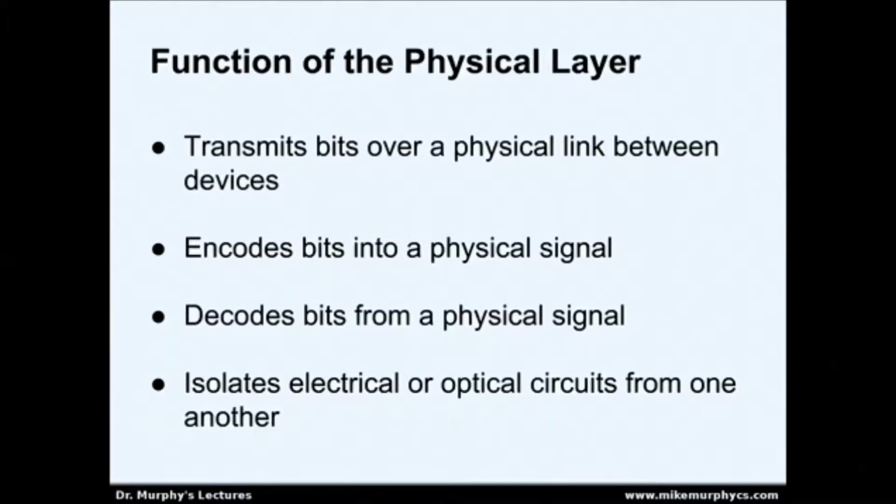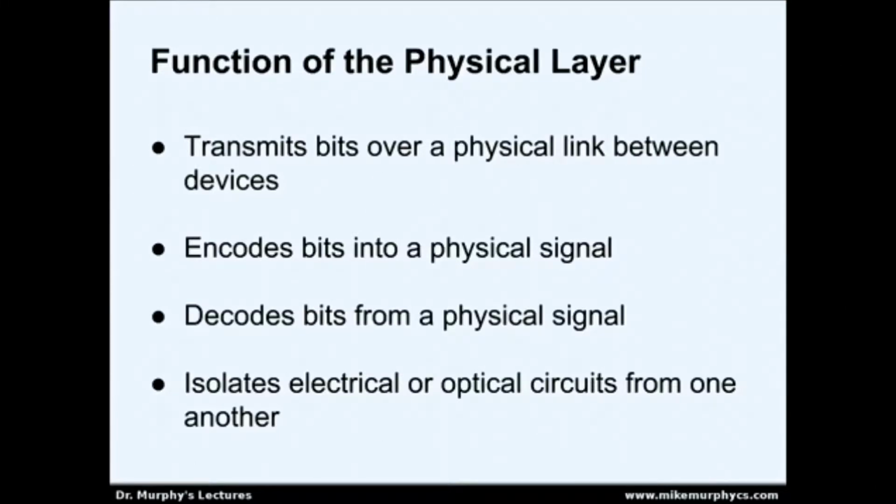The physical layer's job is to take a stream of bits from one device, encode them into a physical signal, send them over a wire or over a radio, and then decode those bits from the physical signal at the other end in order to extract the stream of bits from the signal.